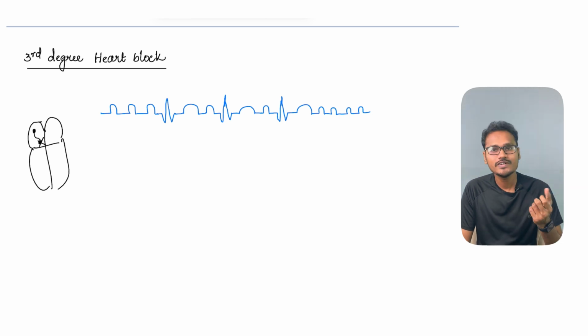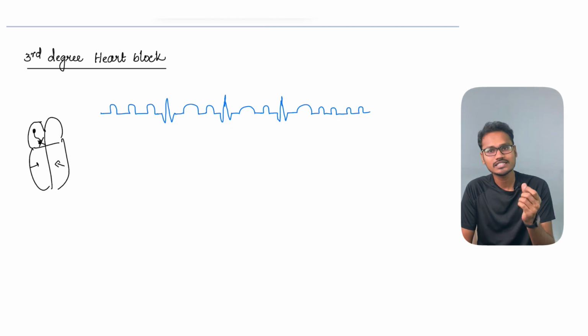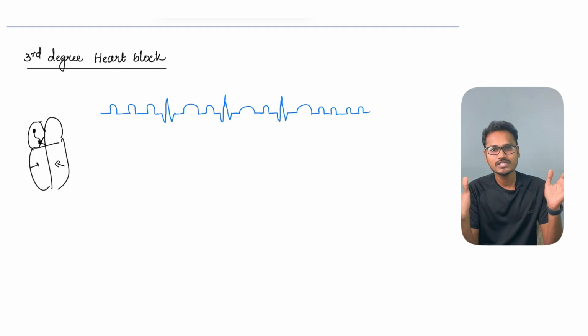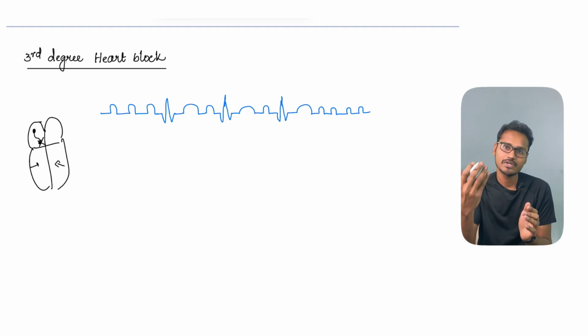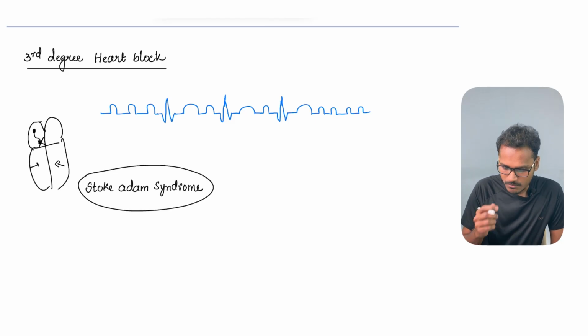Then what will happen to the ventricular contraction? The person will not have ventricular contraction for a certain amount of time. So what will happen to him? He will become unconscious and he will faint. Why? Because the impulse from the AV node is not being connected to the ventricle. So obviously the heart is not pumping, the blood supply to the brain is compromised, and he will become unconscious. This syndrome is called Stokes-Adams syndrome. You must have read this before also.